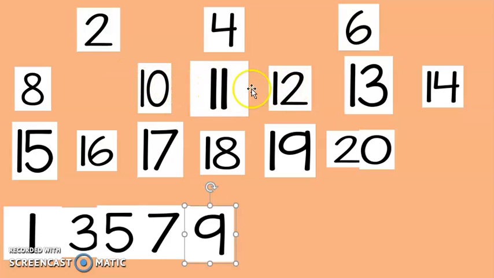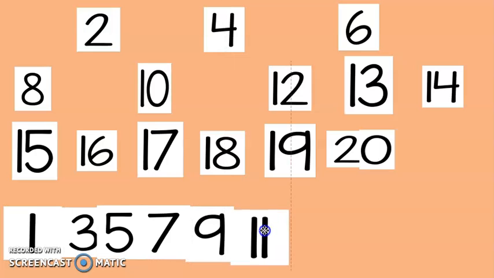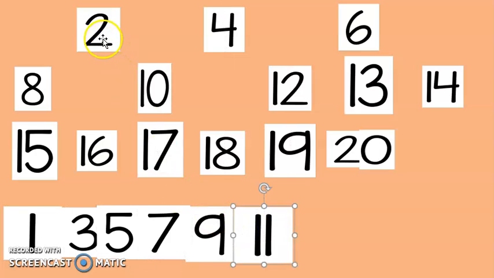And we have 2 numbers right here again. Which number am I going to have to get rid of? The 11. Good job, first graders. Now count with me again. Remember, we're counting by 2s. 2, 4, 6, 8, 10, 12.